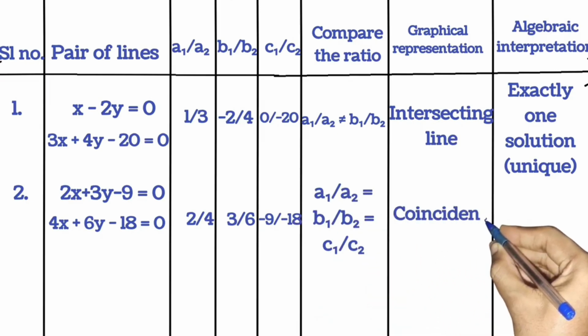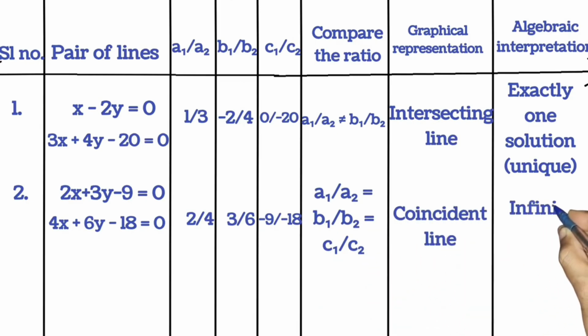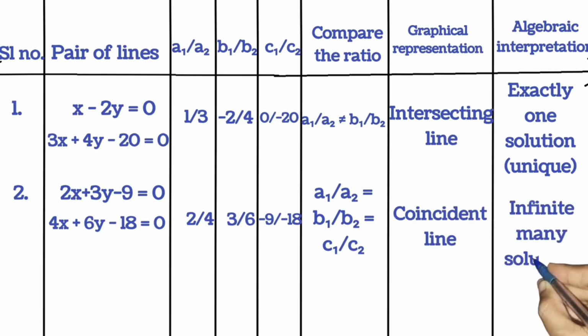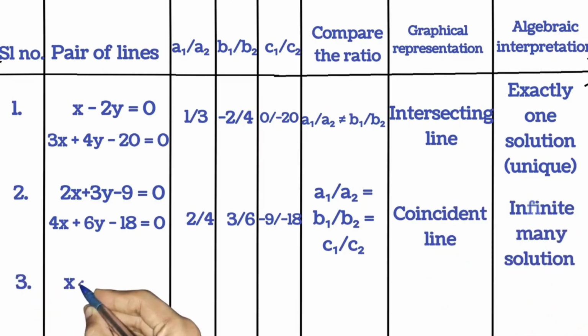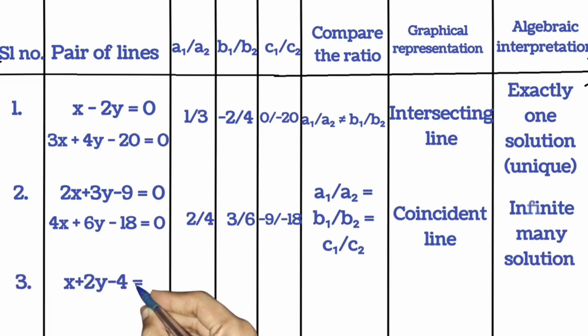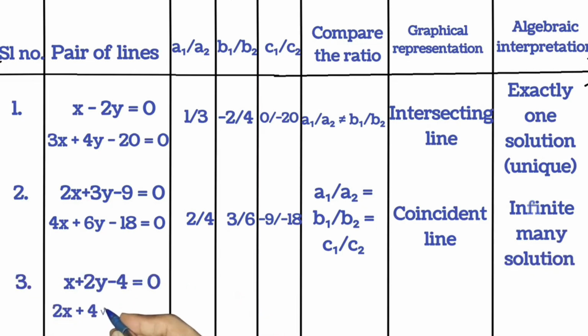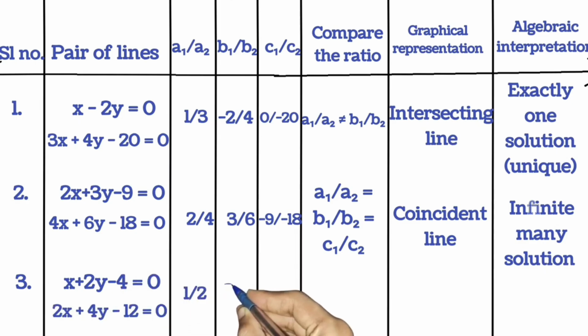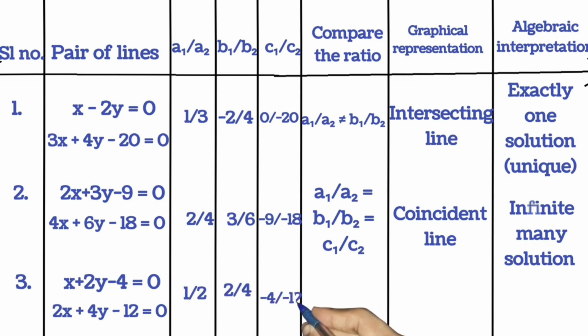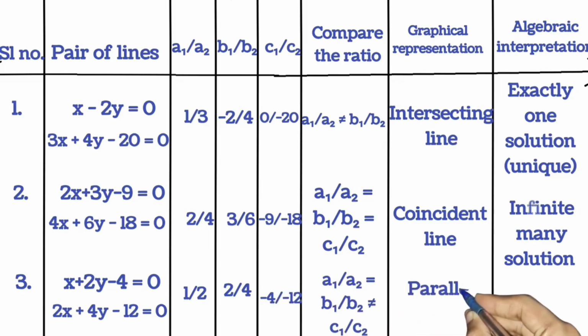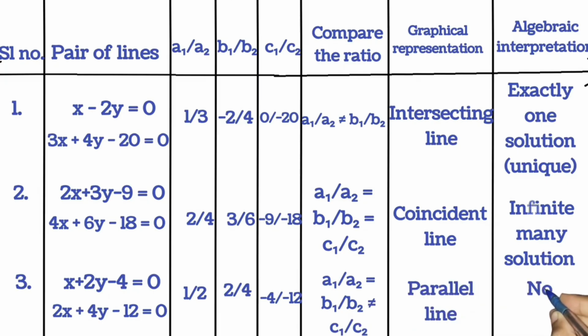So graphical representation will be coincident lines and algebraic interpretation will be infinite solutions for the given pair of equations. Now the third pair of equations is x plus 2y minus 4 equal to 0 and 2x plus 4y minus 12 equal to 0. Then a1 by a2 is 1 by 2, b1 by b2 will be 2 by 4, and c1 by c2 will be minus 4 by minus 12. Then comparing the ratios, we get a1 by a2 equal to b1 by b2 but not equal to c1 by c2. The graphical representation for this is parallel lines and the algebraic interpretation is no solution.